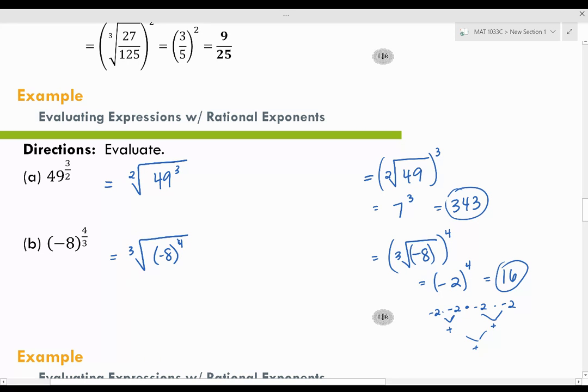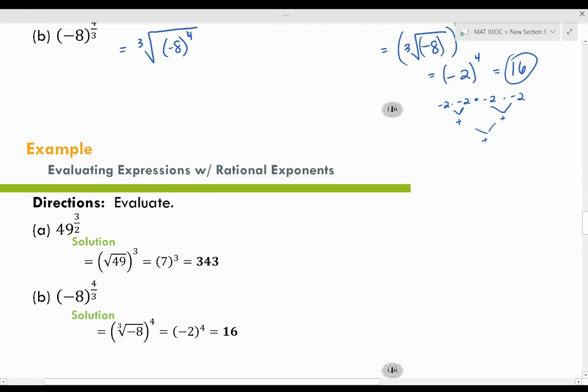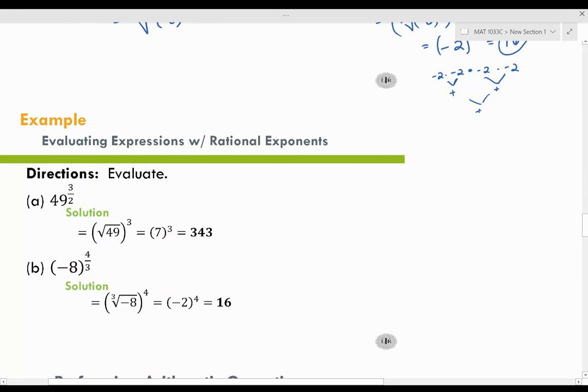Cool. Let's see if we're right. So 343 and 16. Awesome.